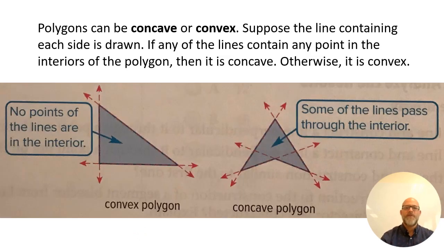Polygons can be concave or convex. Suppose the line containing each side is drawn. If any of the lines contain any point in the interior of the polygon, then it is concave; otherwise it's convex. So look over here. If you extend these segments into lines, none of the lines cross through the interior of the polygon.